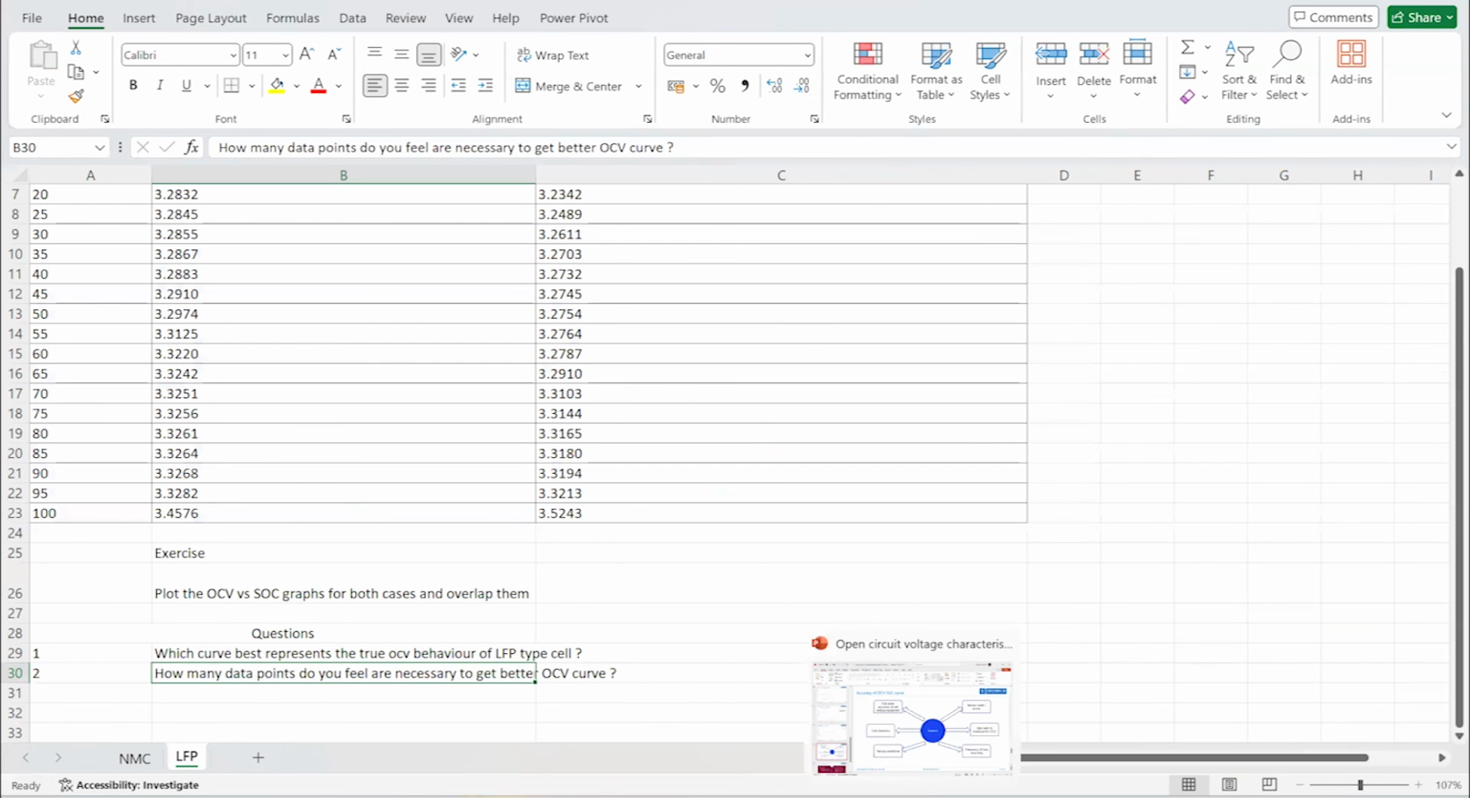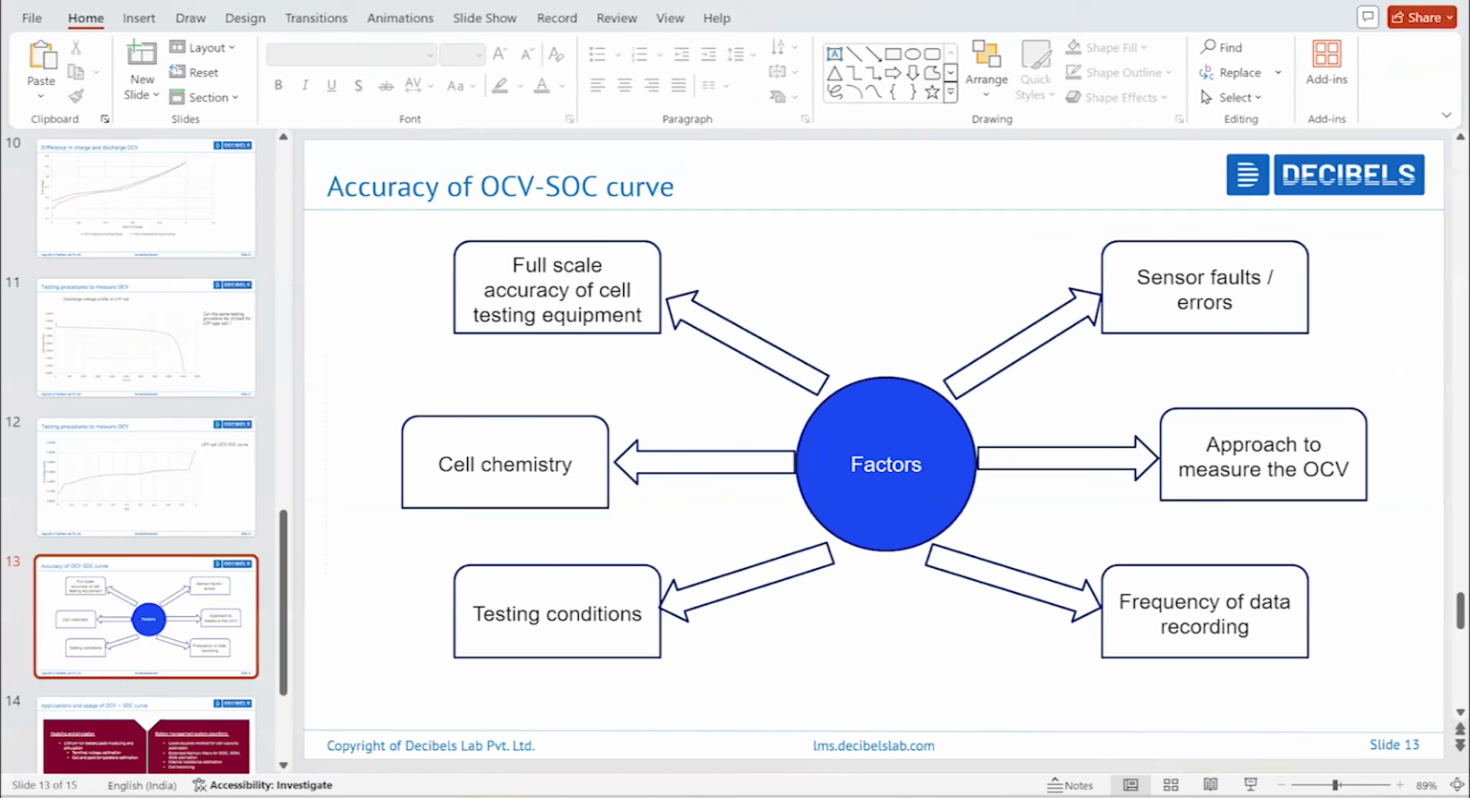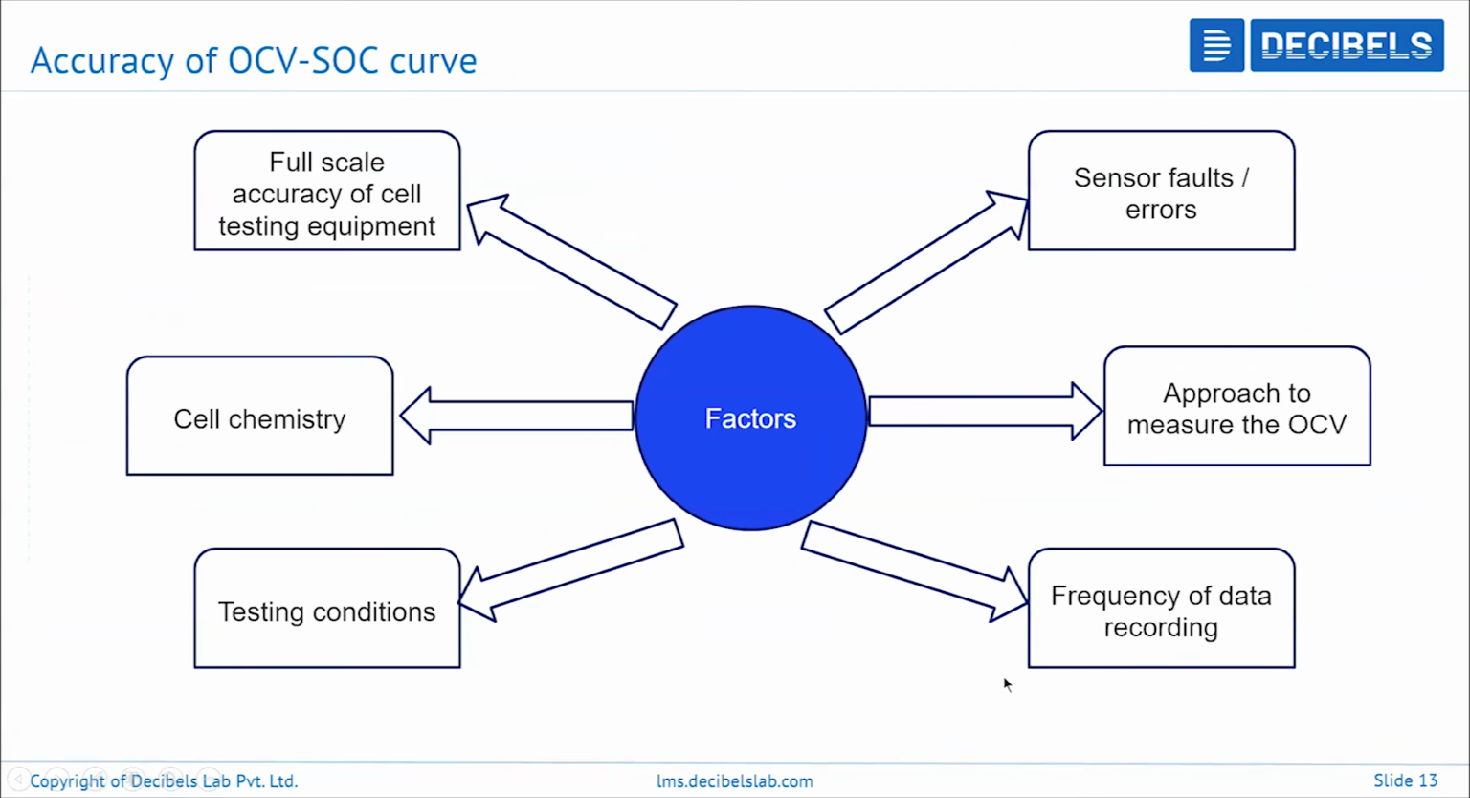With that, pretty much we are at the last topic here, that is the accuracy of the OCV and SOC curve. There are quite a number of factors we have to consider. How accurate is your OCV-SOC curve? Some are factors that you cannot do anything about; they are unavoidable. Some are controllable to some extent. So sensor faults or sensor errors, there really is nothing much you can do about it. It depends upon what kind of equipment you have purchased. Then the approach to measuring the OCV.